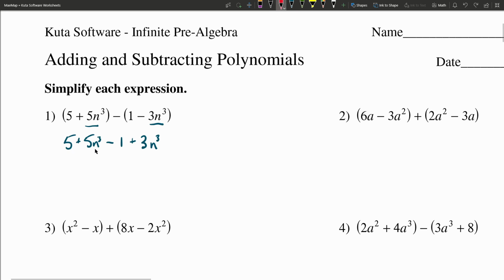Now combining a positive 5n cubed with a positive 3n cubed, 5 plus 3 is going to give me 8. So I have a total of 8n cubed, and then my other terms are my constants, 5, and then I'm subtracting 1. So 5 minus 1 is going to give me a positive 4. So our solution for number 1 is 8n cubed plus 4. Let's dive into number 2, continuing on with these concepts.